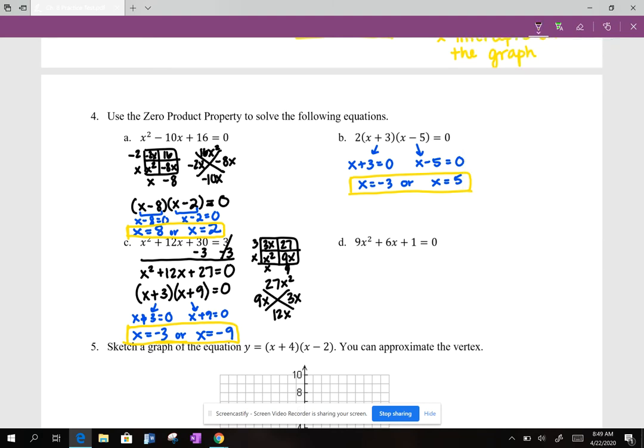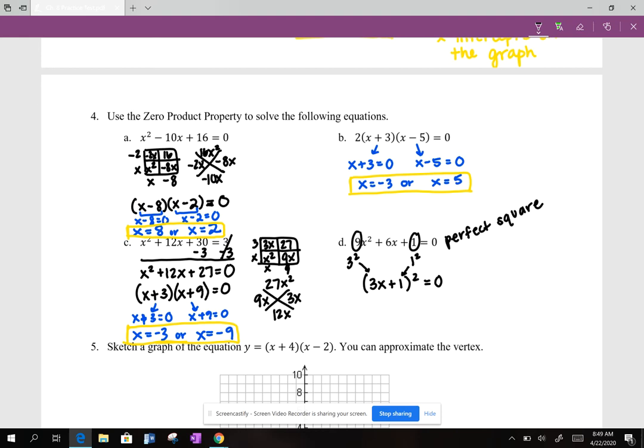This is a perfect square special case. I already know because 9 is a perfect square, it's 3 squared, and 1 is a perfect square, it's 1 squared. And so when I factor this, I'm going to get 3x plus 1 squared equal to 0. Again, that's a perfect square case. You do not have to use the shortcut. If you want to use the generic rectangle and the diamond to factor this out, please do. You'll get the same answer that I did.